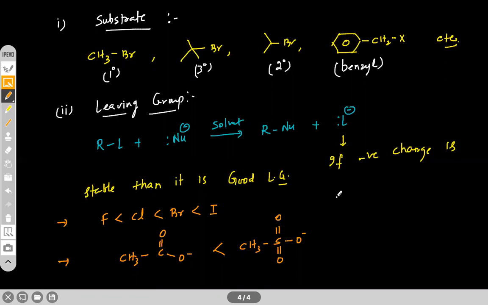Next, if you talk about OH minus and SH minus, again the size factor is dominating here. So SH minus is more stable, a better leaving group. If you talk about CH3O minus and phenoxide ion, PhO minus, here we have resonance, this negative charge is resonance stabilized, a better leaving group. Like this, we can compare the leaving group ability of any group.